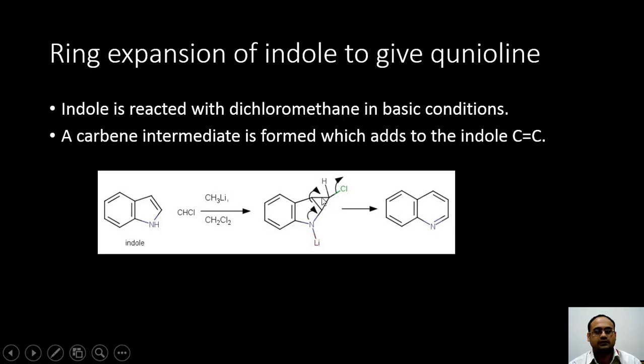But because of its instability, it soon loses the chloride, and the nitrogen atom forms a carbon-nitrogen bond, and this rearrangement takes place. This carbon-carbon bond is broken and a new carbon-carbon bond between these two carbons forms, thus giving us a quinoline derivative.